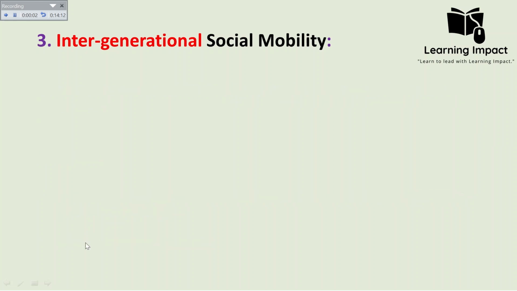Now, the third type: intergenerational mobility. If we look into this term, intergenerational means between the generations. And the previous one was intra, which means within a generation. Now inter means between generations. There are multiple generations who participate in changing the social stratum of their family or group. So this is what we call intergenerational social mobility.